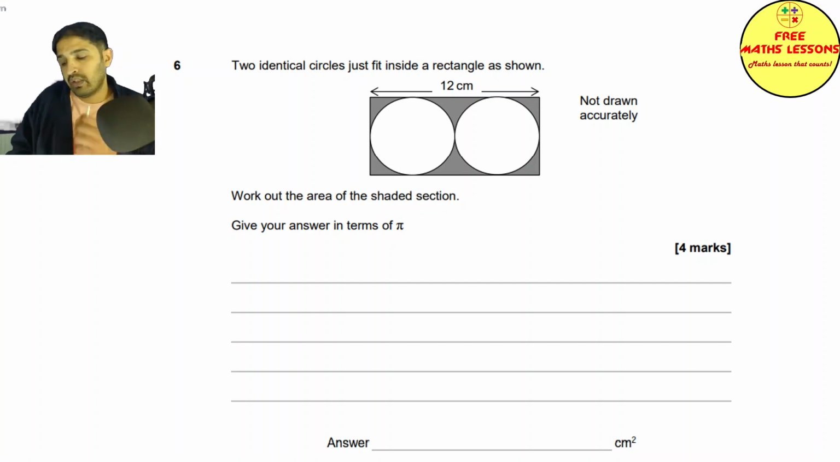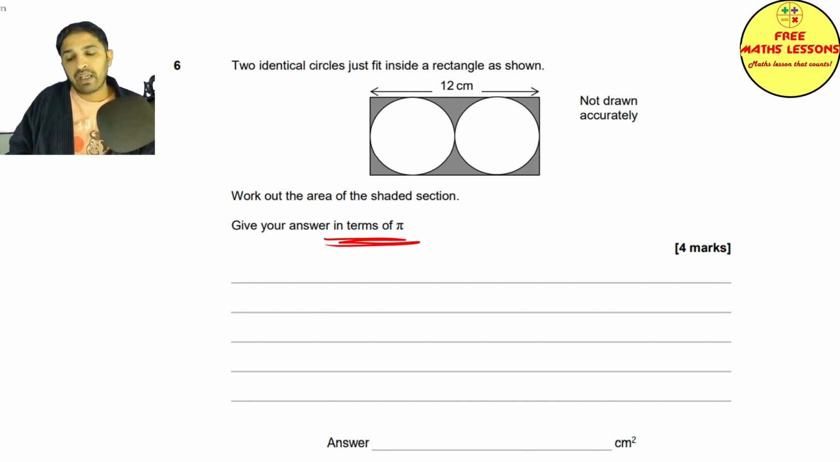In question 6, two identical circles just fit inside a rectangle as shown. And we've been given the length of the rectangle. So what we need to work out is the area of the shaded part. Okay, so we need to work out the area of the circles and then the area of the rectangle. And once you work out those, we need to take those away. And again, we need to leave our answer in terms of pi. So don't miss the last part of the question out. That could cost you 1 mark.